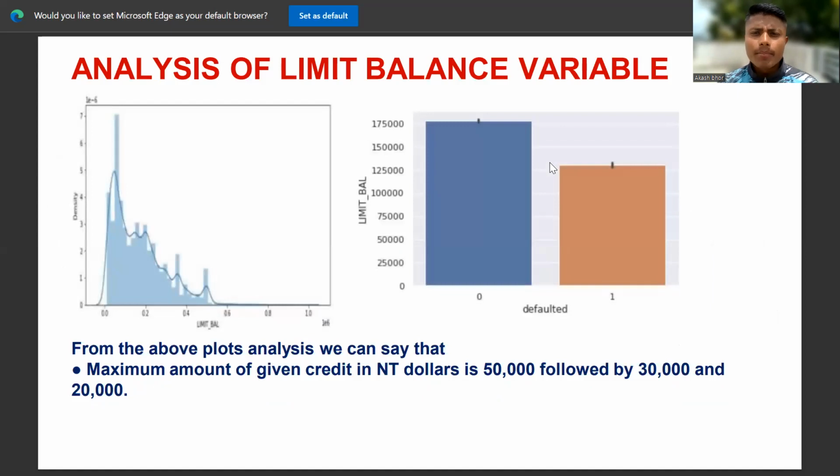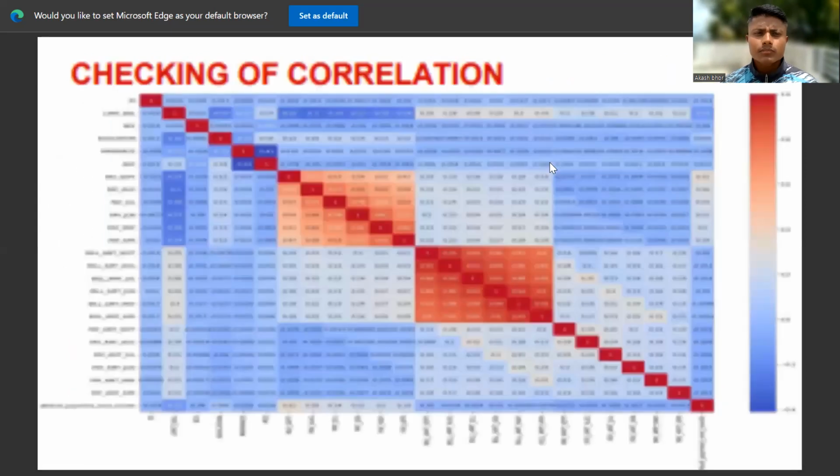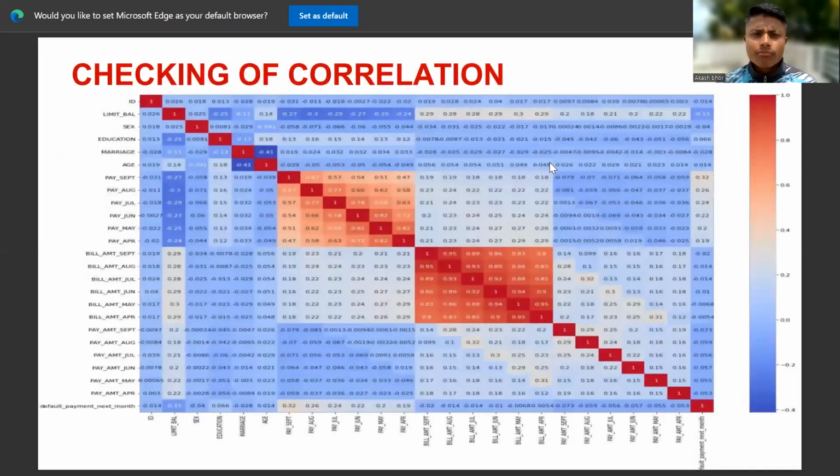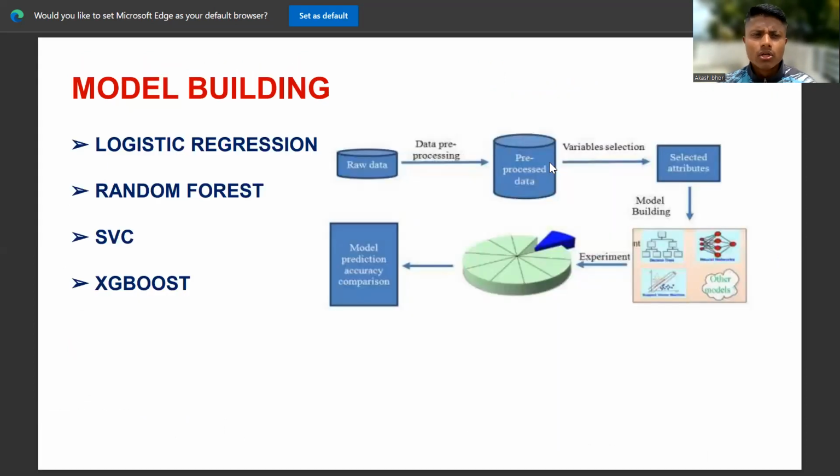Analysis of the limit balance variable. From the above plots, we can say that the most common amount of given credit in NT dollars is 50,000, followed by 30,000 and 20,000. Checking of correlation. Then model building: logistic regression, random forest, SVC, and XGBoost.